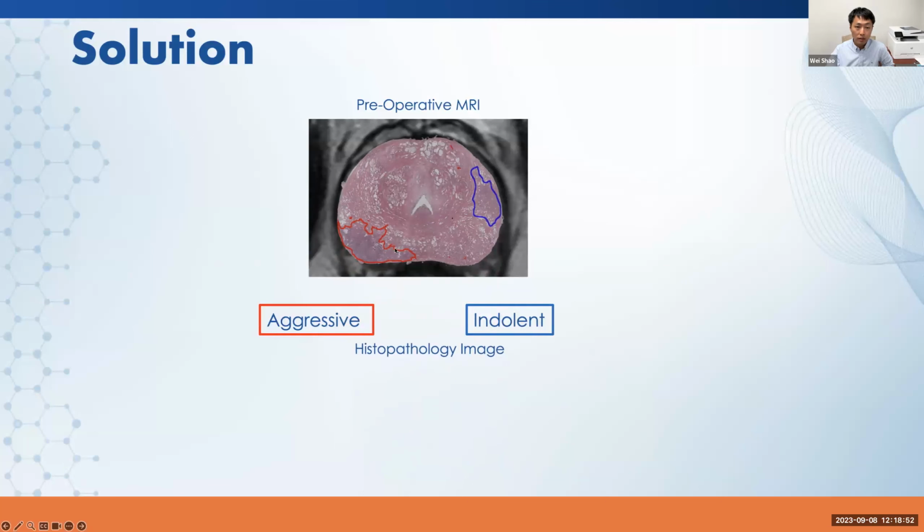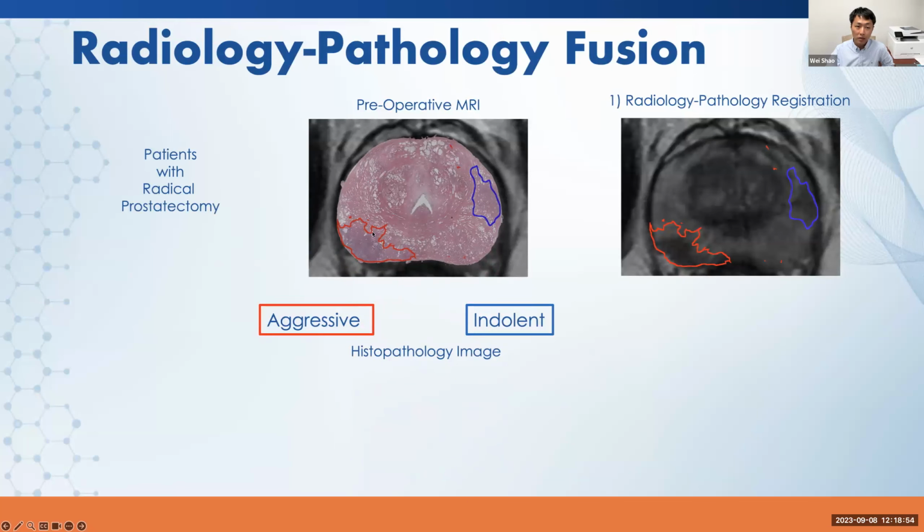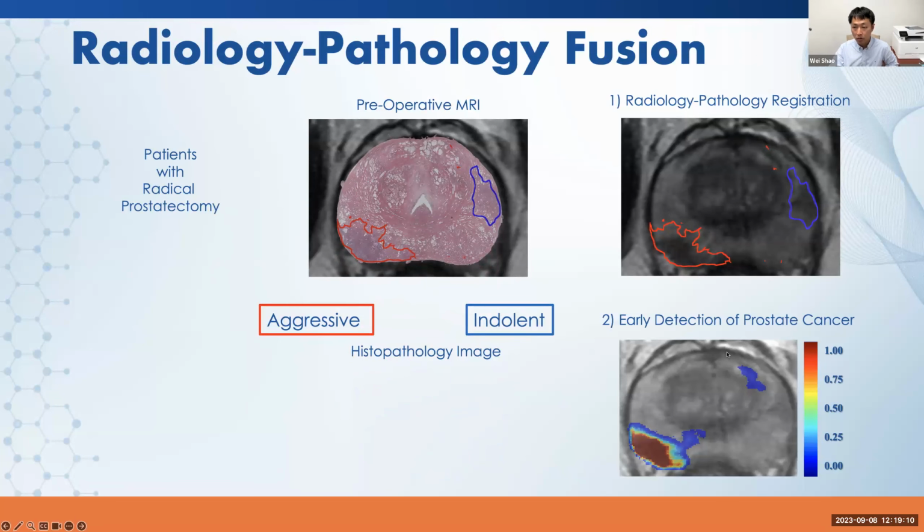By doing so, as you can see, we can map the cancer outlines from the pathology images into the radiology images, either like MRI or micro-ultrasound images. So if you do this for multiple patients, you can use those labels to train your deep learning models for automated detection of prostate cancer on your MRI or micro-ultrasound.